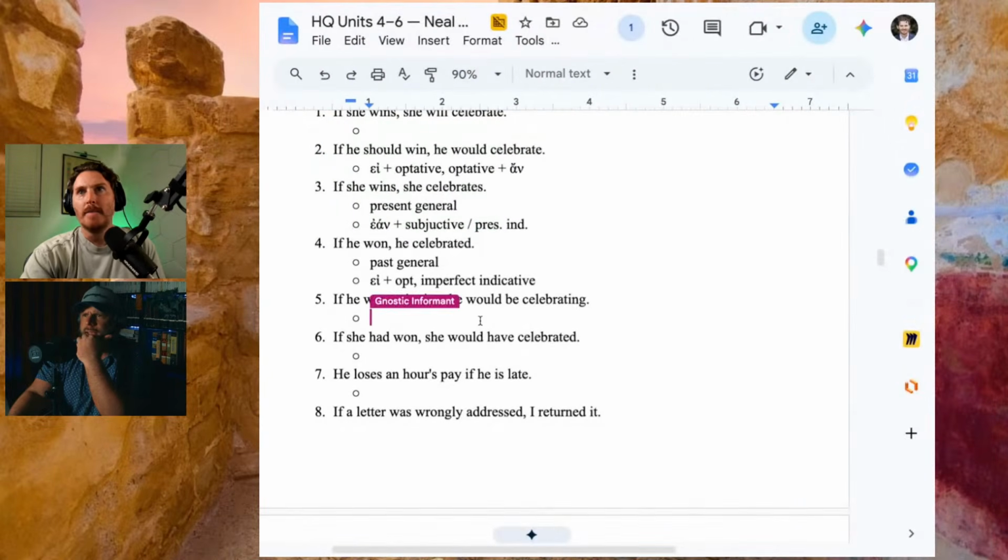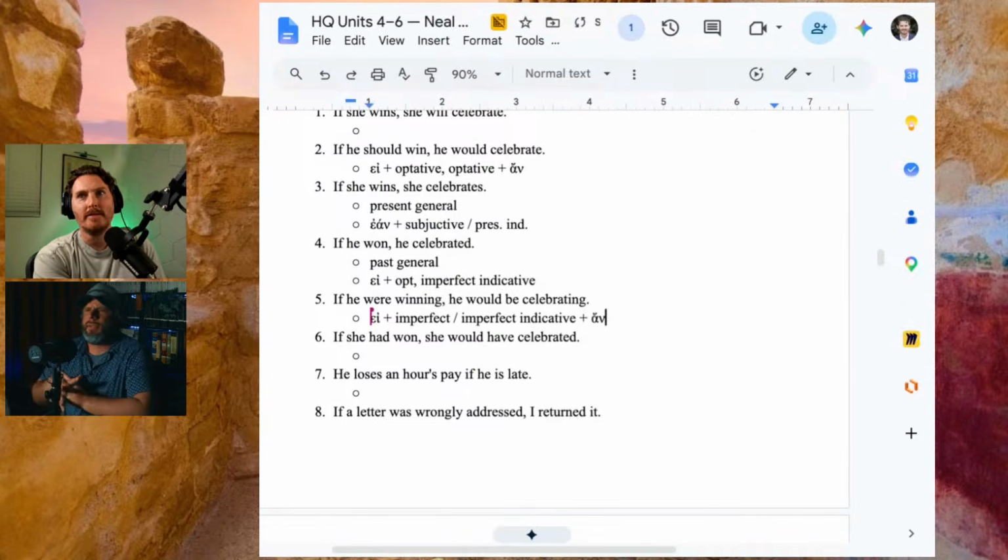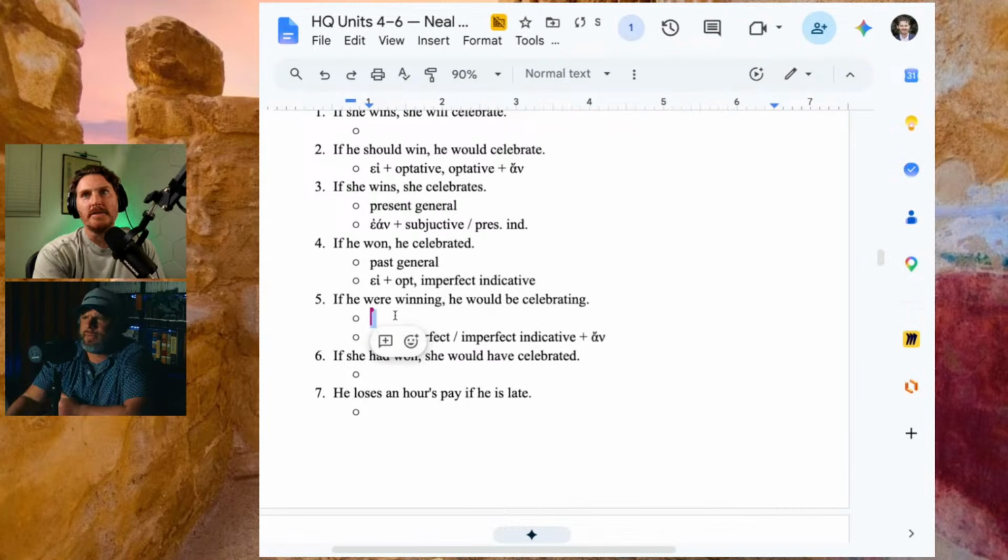So if he were winning, he would be celebrating. So this is going to be ei plus imperfect. That's what you identified. And then he would be celebrating, and then imperfect indicative plus an. Yep. Indicative plus an, right. So present contrary. Yeah. So this is exactly the same thing.